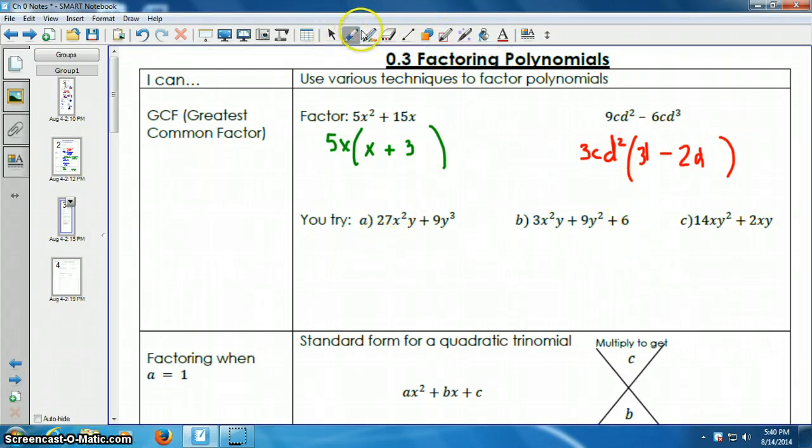All right, let's go ahead and have you try these next 3 examples. So pause your video, and then when you're ready, check your answers and hit play.